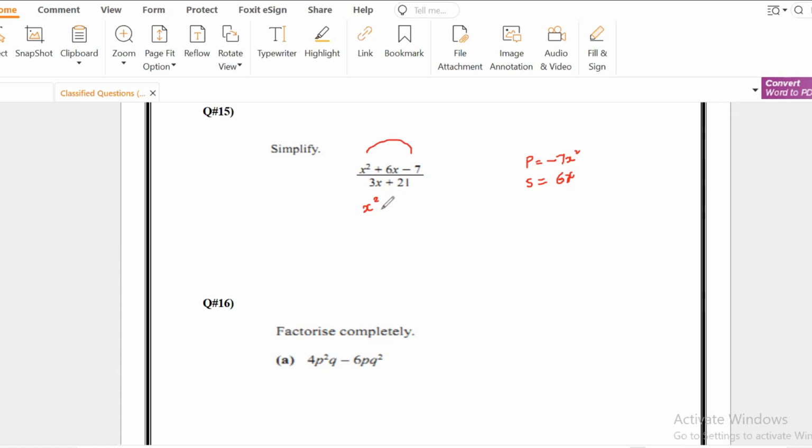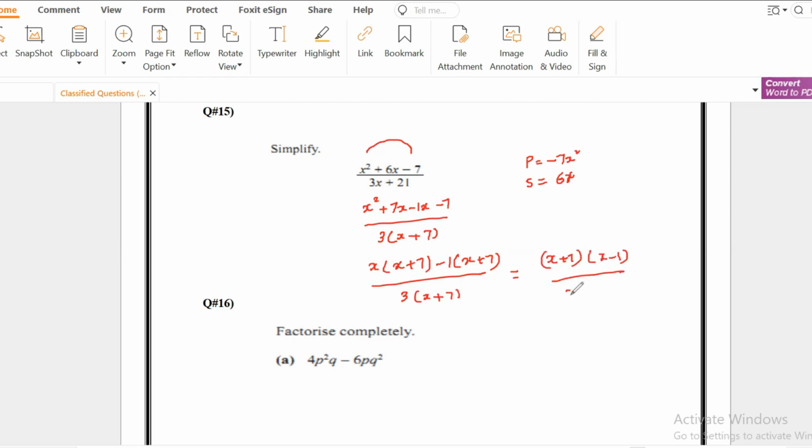So I can say x squared plus 7x minus 1x minus 7 over. Here we can take 3 common, so it means x plus 7. And next step, x bracket open, x plus 7, minus 1 common, so x plus 7 over 3 bracket open, x plus 7 bracket close, bracket open, x minus 1. So cancel x plus 7 with x plus 7. So the last answer is x minus 1 over 3. This is our simplest form. I hope it is clear.